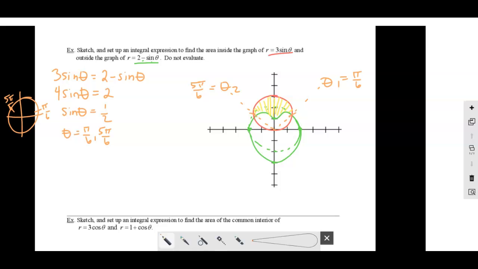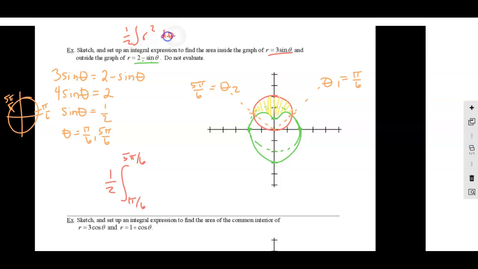Here we go. Let's write it. We're going to have 1/2. Don't forget about the 1/2. Pi over 6. 5 pi over 6. Now, we can't do outside minus inside and squared, right? Because the formula is 1/2 r squared d theta. I really have to do the big area minus the small area.